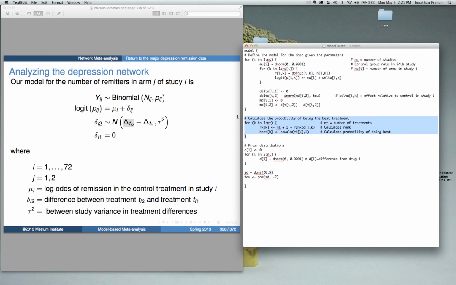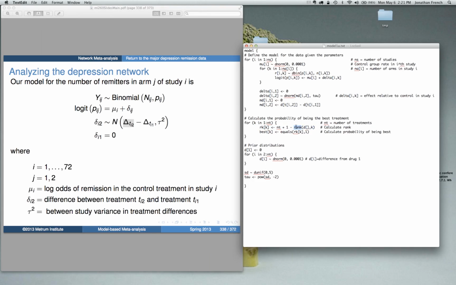The only other piece of code that we'll look at is ranking the values within WinBUGS and calculating which of these are the best. The way that we'll do that is we'll loop over the number of treatments. So again, we have 9 treatments. And we'll create this variable, call it RK for rank, indexed by K, the treatment number. Essentially this line of code ranks the treatments from 1 being the best to 9 being the worst.